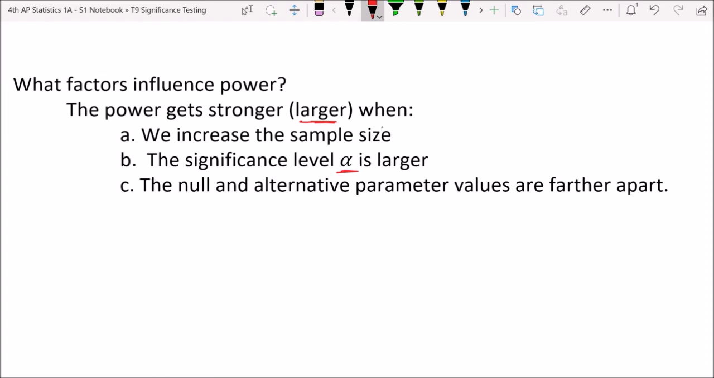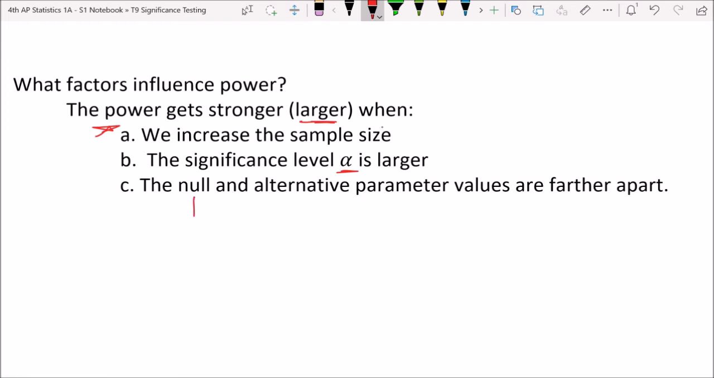To get stronger power or to get more power, we can increase the sample size. That's the best way, that's the easiest. You could make alpha larger. Okay, if you make alpha larger and you accept more type 1 errors, then you're going to avoid type 2 errors more often. And if the null and the alternative parameter values are further apart.